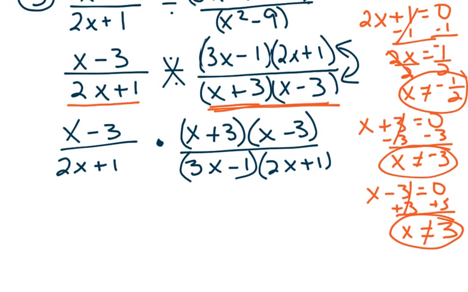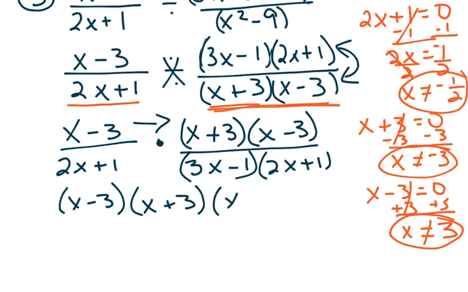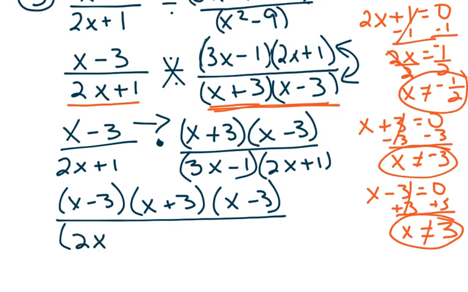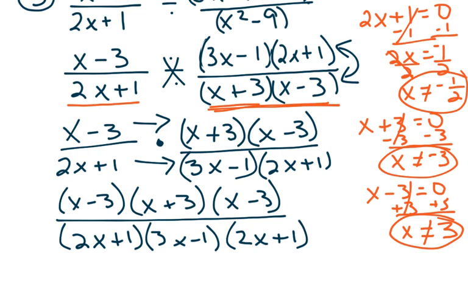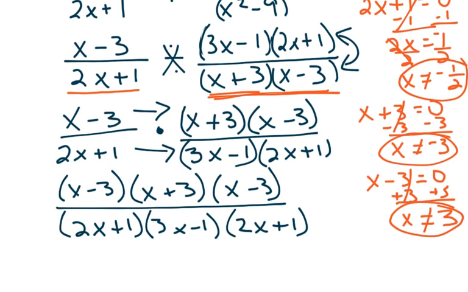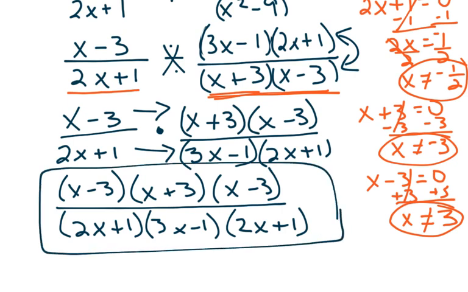So, multiplying straight across, we have x minus 3 times x plus 3 times x minus 3. We should have made this a multiplication problem. And 2x plus 1 on bottom, multiplying straight across, times 3x minus 1 times 2x plus 1. Now, we are just going to leave it like this. The practice of factoring was actually way more important on that one.